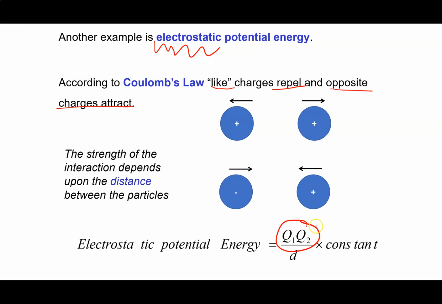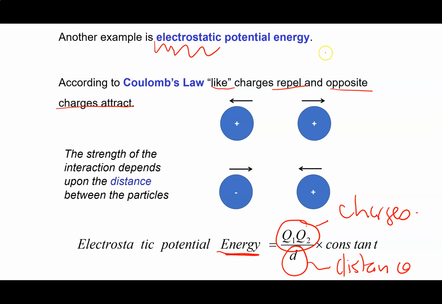First of all, it's dependent upon the size of the charges. So these are Q1 and Q2, and here indicate the charge on particle 1 and the charge on particle 2. And then it's also dependent on the distance between the particles. So this is the distance, and this is the charges. So what we see is that the electrostatic potential energy goes up as the charges get bigger, and it goes down as the distance between them gets bigger. So the further apart they are, the more weakly they interact. The closer together they are, the more strongly they interact. And so, yeah, that's how electrostatic potential energy works.